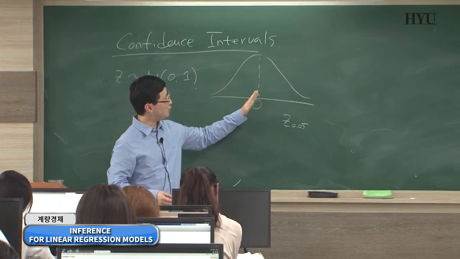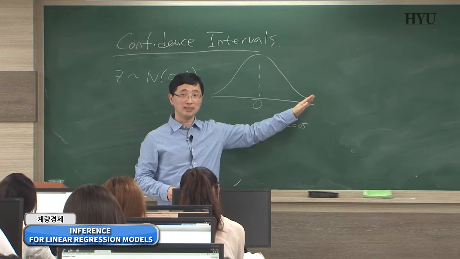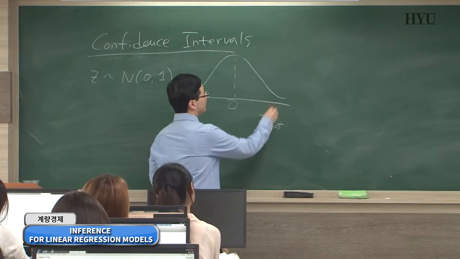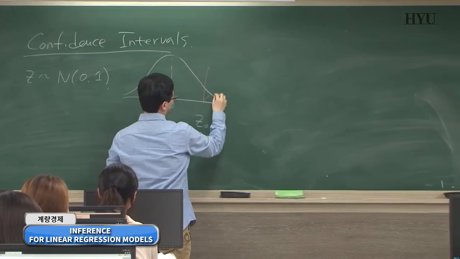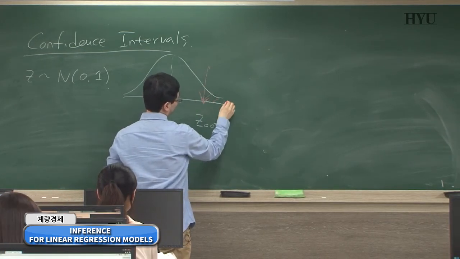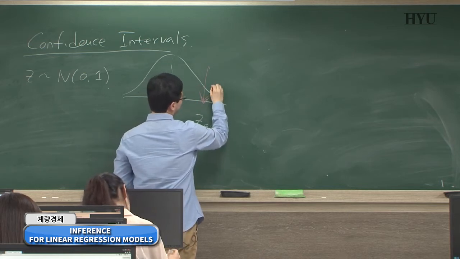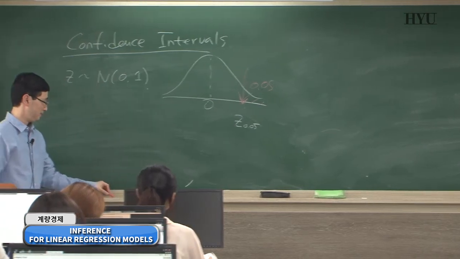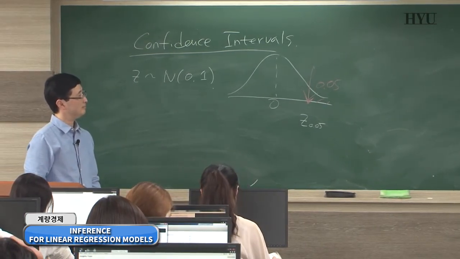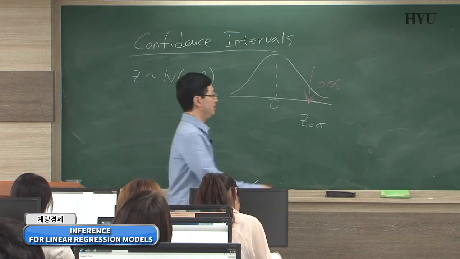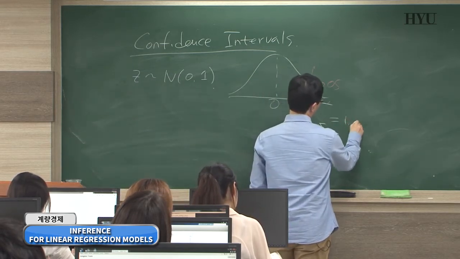Now the probability to the right from the center is 50%. So it's going to be quite far from the center, right? So what is the value of this random variable, this point, such that the probability, the area, is equal to 0.05? Do you remember this value? It's 1.64.